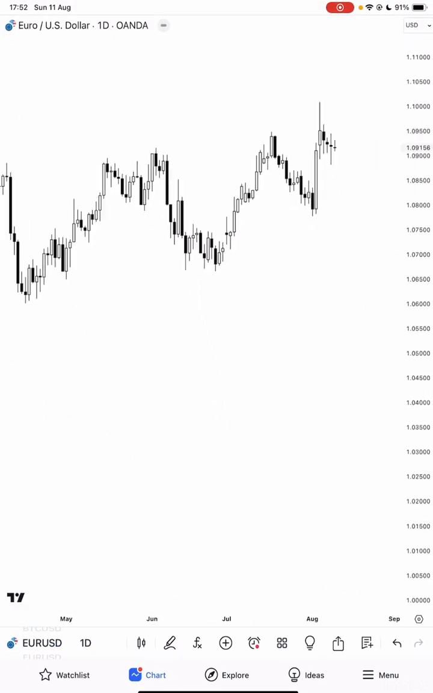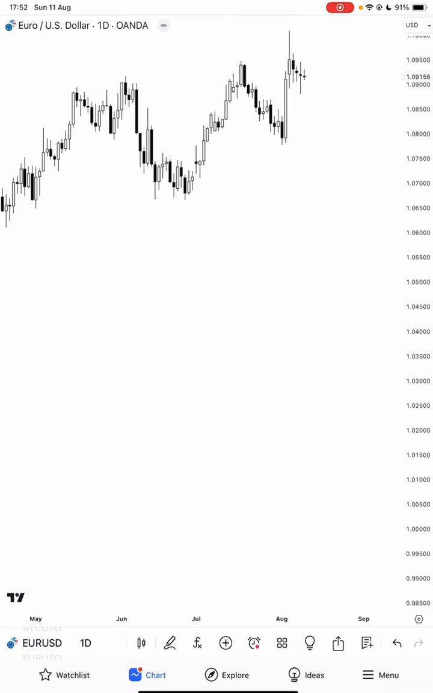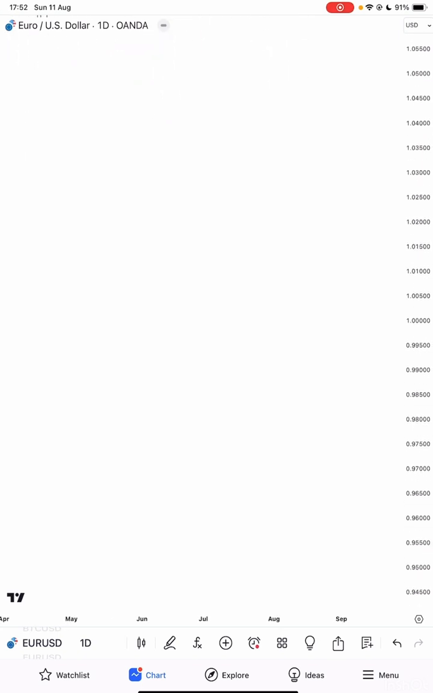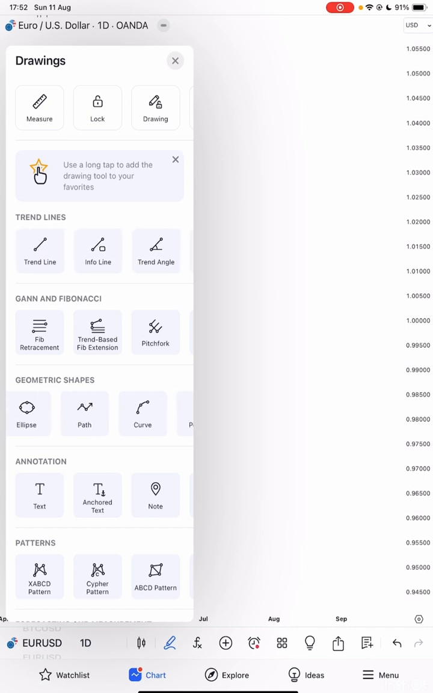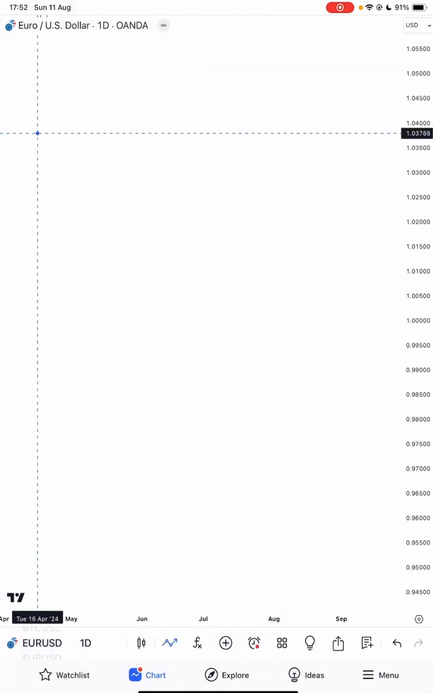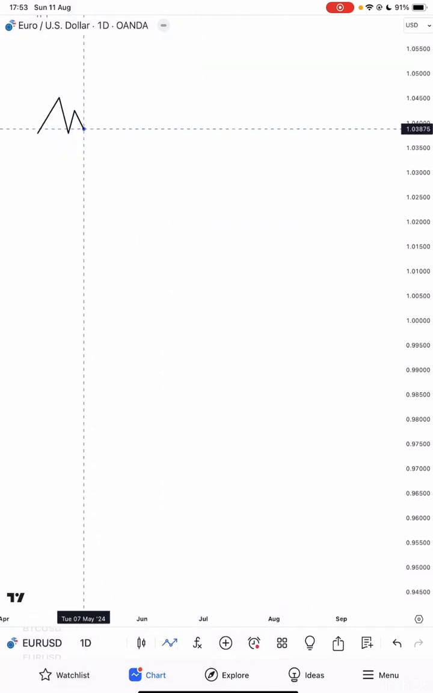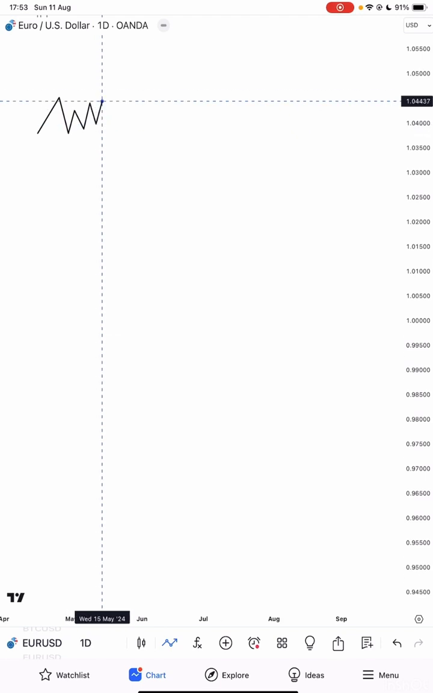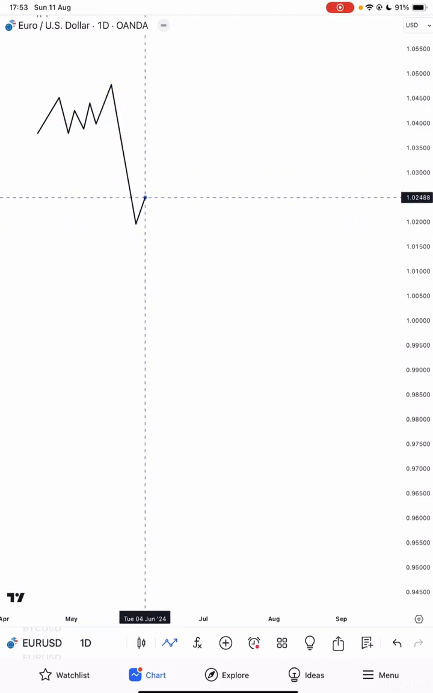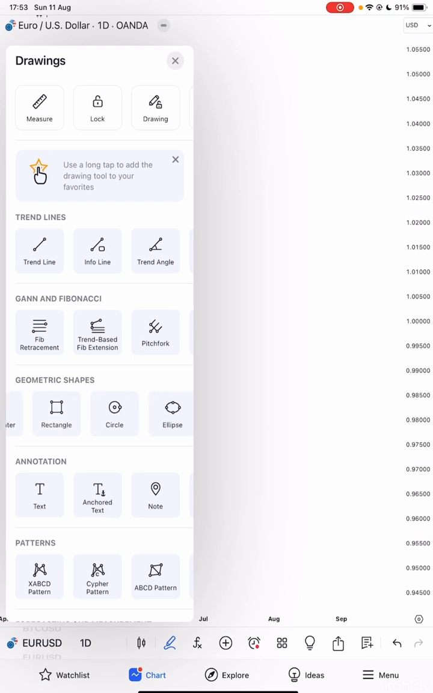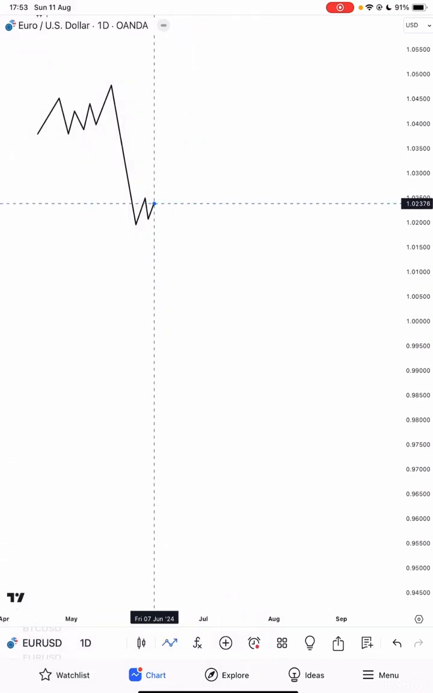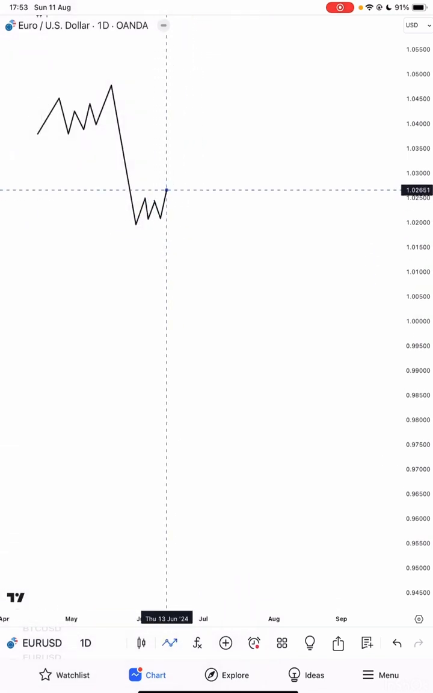I'll go through it with you. So first of all, a concept that you may or may not know, but it is fundamental and important. The market moves in ranges and trends.